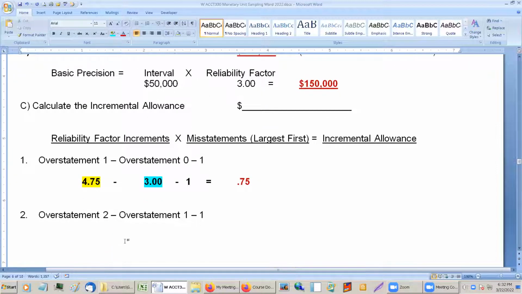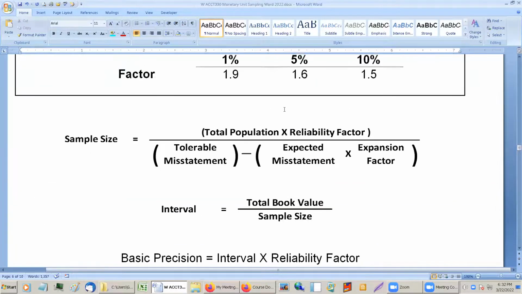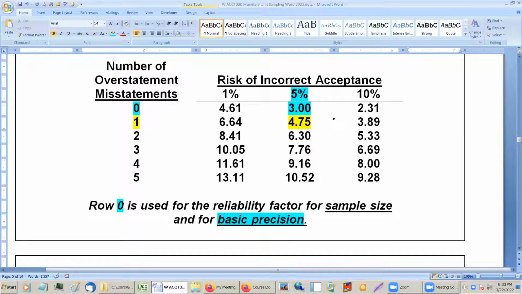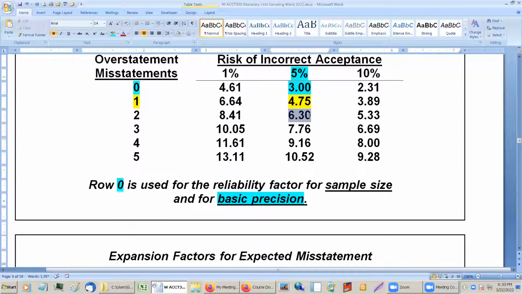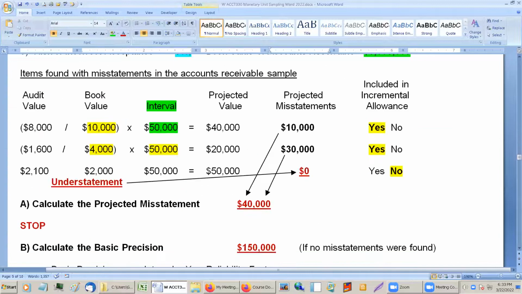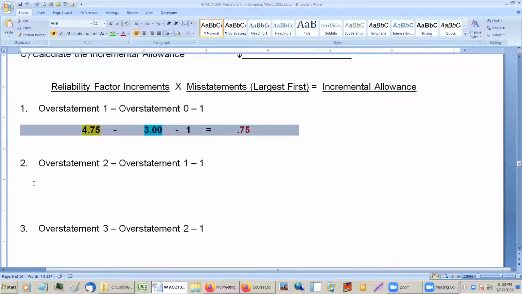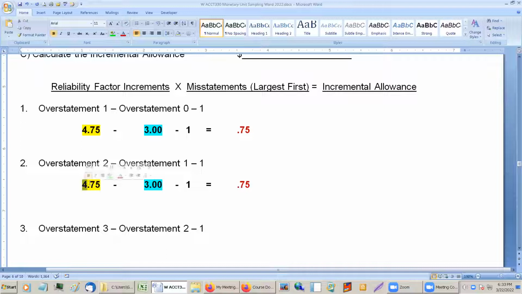Let's go ahead and do overstatement 2 minus overstatement 1. We should do it up here. I wonder if that would be easier. Well, let's go ahead and do it. So overstatement 2 is 630 minus overstatement 1, which is 475. So the increment, and then minus 1. Copy this. Okay, so whatever that is.